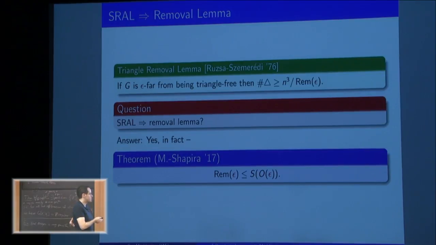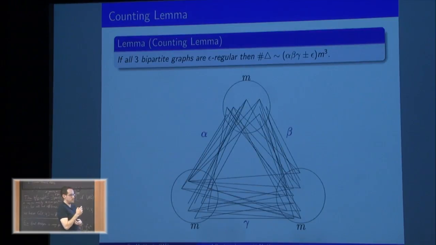Right now we don't know what the best bound is, if we can get S to be better than the Szemerédi bound. Eventually, yes. Okay. So let me try to show how SREL implies the removal lemma. It's a cute proof.